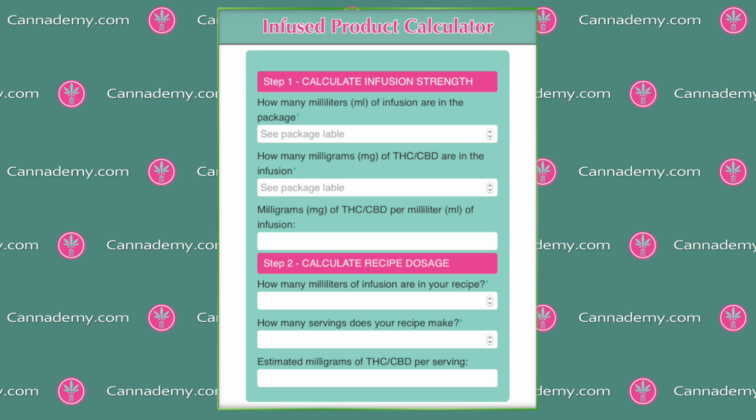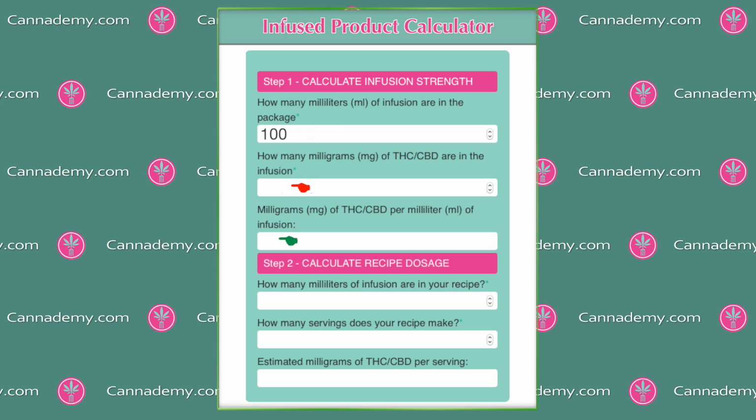Okay, let's get started. For both edibles and topicals calculations, you first need to know the strength of your infusion. So step 1 of our example is calculate the infusion strength. To do this, first enter the total number of milliliters that are in the bottle. In this case, we enter 100 as that's what's on our label. If it's a homemade infusion, you will need to measure it.